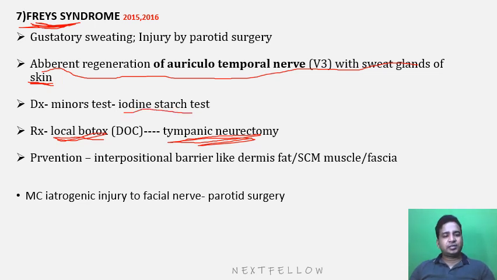Iodine starch test. So what is the test to diagnose Frey syndrome? Minor test is the iodine starch test. So what is the prevention?